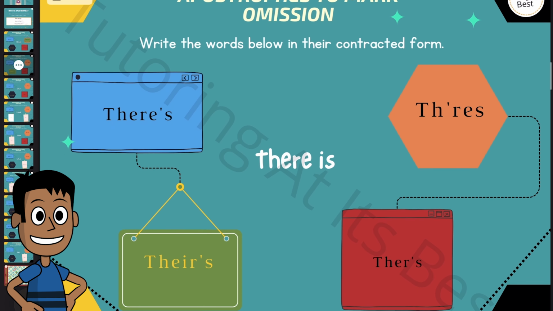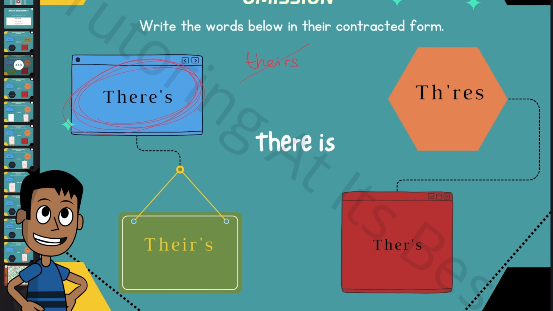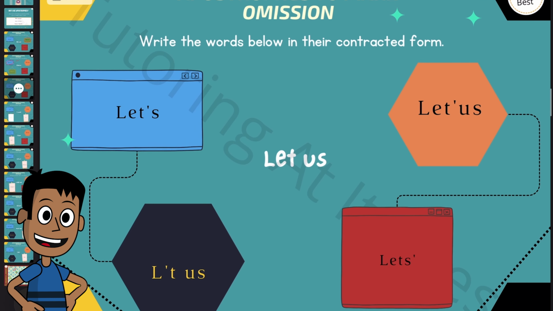Okay, question number 2. There is. So there is the car. Or in short, there's the car. So for this, our answer would be the top left, which is there's. But don't confuse it with the word theirs with an E and an I, because that is a possessive pronoun. For example, this house is theirs. Marvelous work.